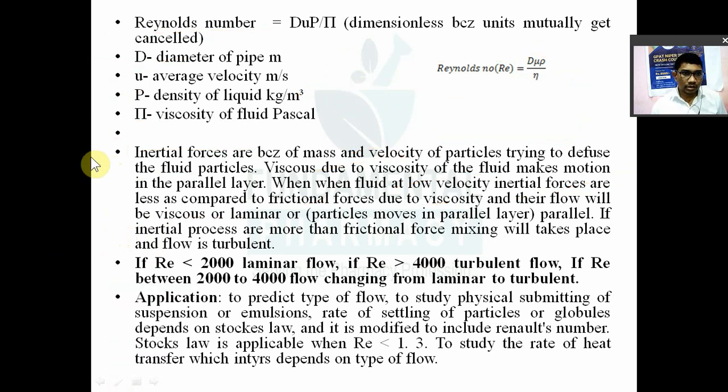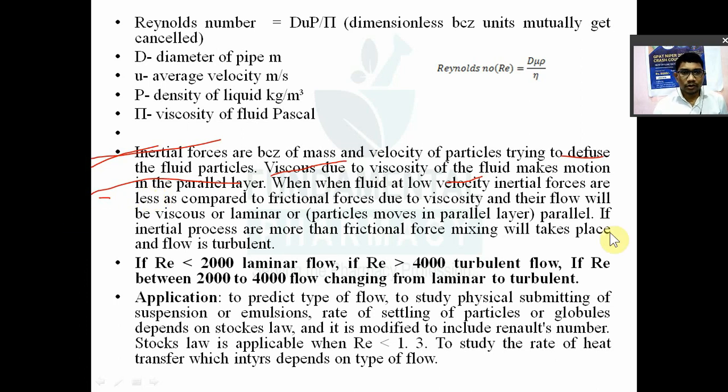Inertial forces are because of the mass and velocity of particles which are trying to diffuse into the fluid particles. Viscous forces are due to the viscosity of the fluid, which makes a motion in parallel layers. Viscous forces are responsible for the motion of fluid in parallel layers, and inertial forces try to mix up the particles with another fluid. So if inertial forces are more, the flow will be turbulent. If viscous forces are more, it will be streamline or viscous flow.